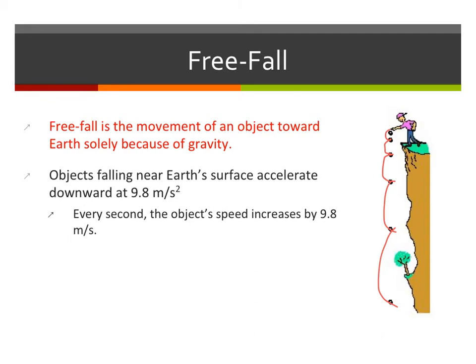Objects falling near Earth's surface accelerate downward at 9.8 meters per second squared. So that means that every second, the object's speed increases by 9.8 meters per second. So if at this point right here it was at 0 meters per second, the next second it would be at 9.8 meters per second, then 19.6 meters per second, and so on and so forth, gaining speed every second.